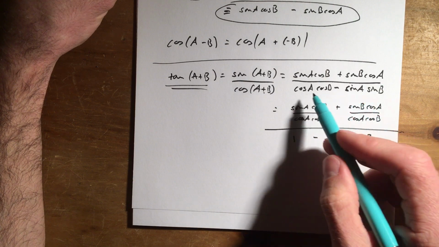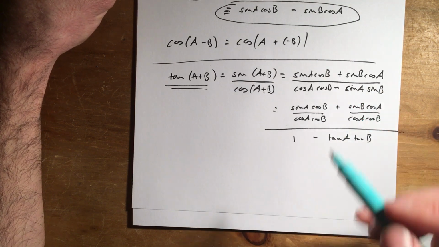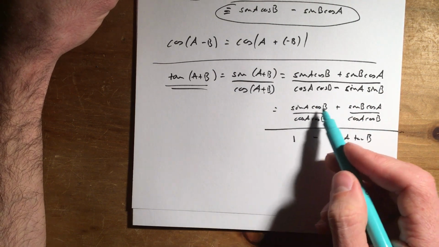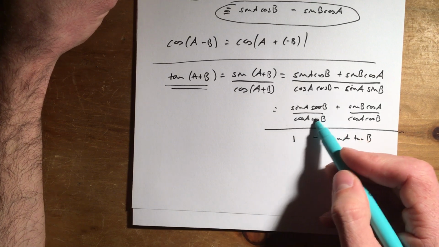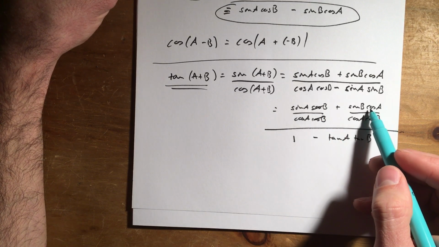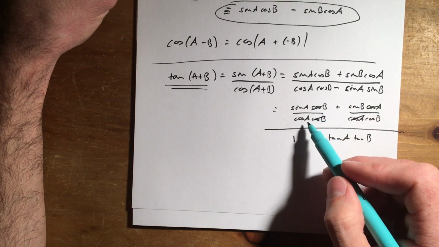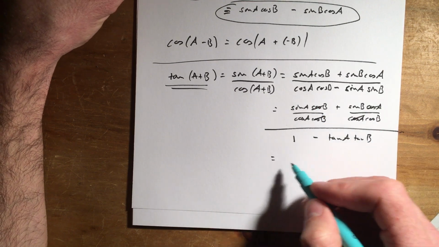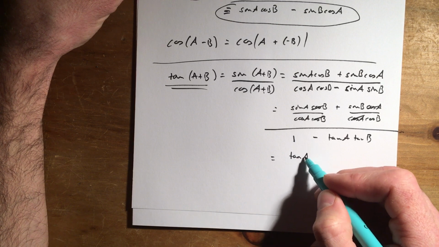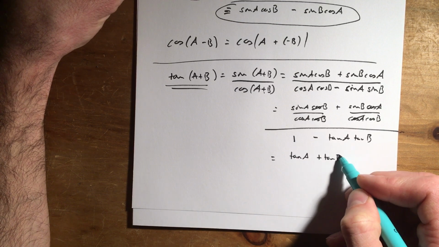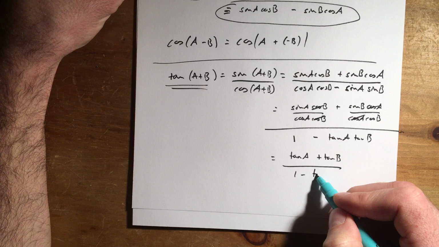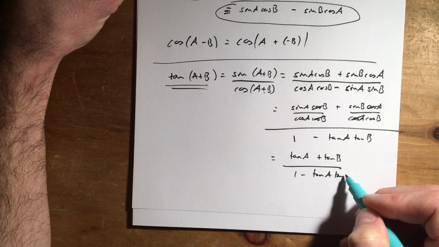Okay, because sin a divided by cos a gives me tan a, sin b divided by cos b gives me tan b. So it's just this bit to sort out. Well, the cos b's cancel out there, and the cos a's cancel out there. So this is sin a over cos a, this is sin b over cos b, so this is tan a plus tan b divided by 1 minus tan a tan b.